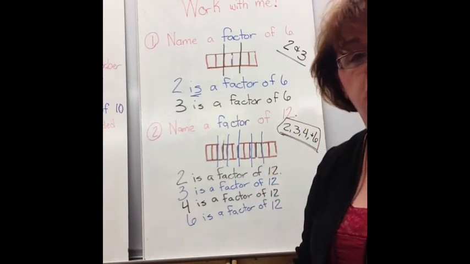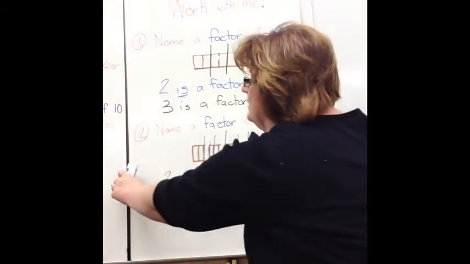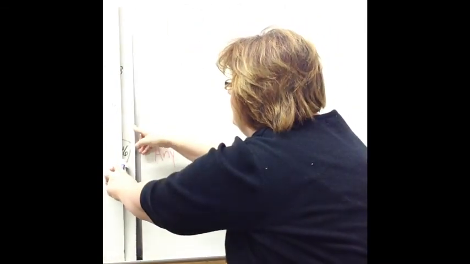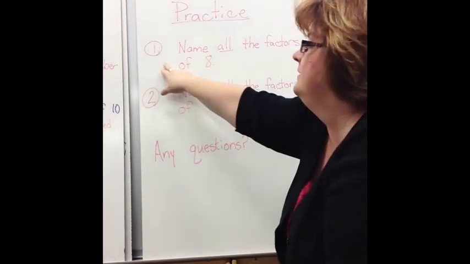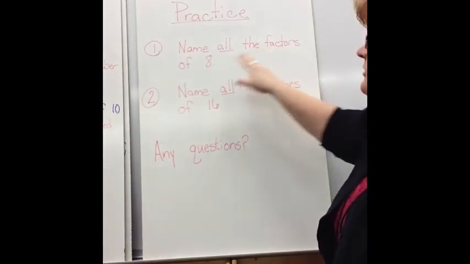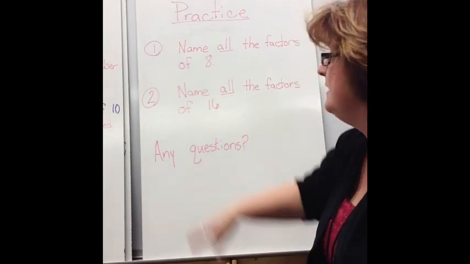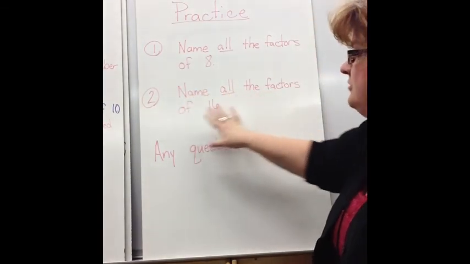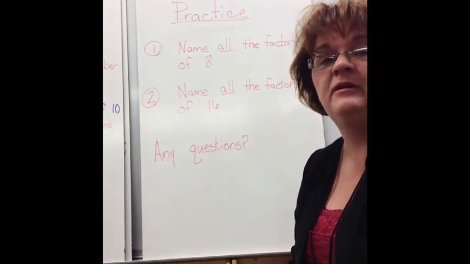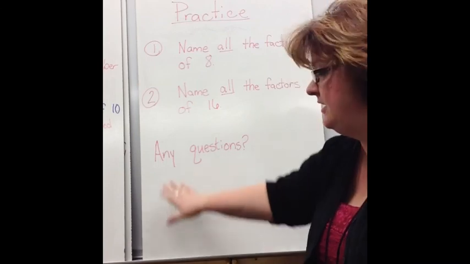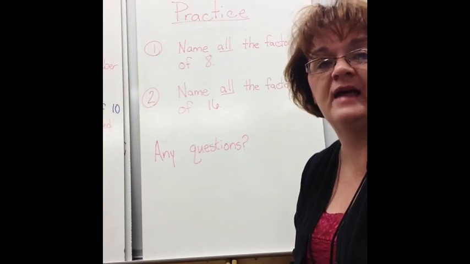Now it's your turn to practice. So let's go ahead and turn to a new sheet in your book, and go ahead and write down these practice problems. The first one says name all the factors of 8. Now, of course, you can draw out pictures to help you do this. Number 2 says name all the factors of 16. I want you to solve these 2 problems before you come to class tomorrow, and make sure to write down any questions that you have about factors. We'll address those in class tomorrow.